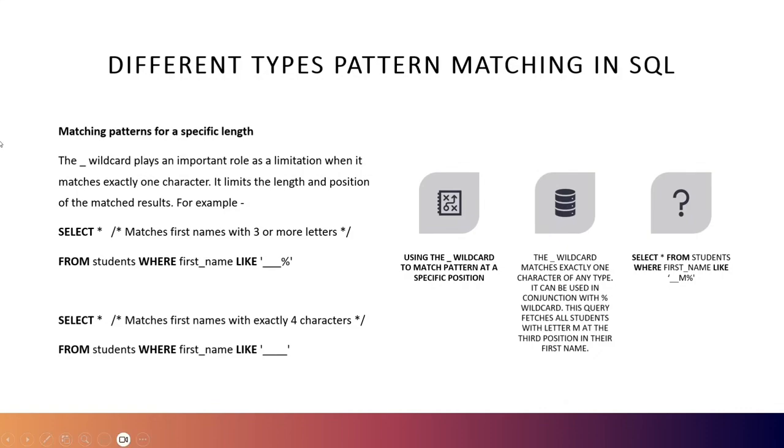You can see the queries here, and we are using the wildcard to match a pattern at a specific position. We can match a pattern for a specific position. If you see here, select * from students where first_name like '__M%', it exactly matches the letter M after the second letter in the first name. This is what it means.